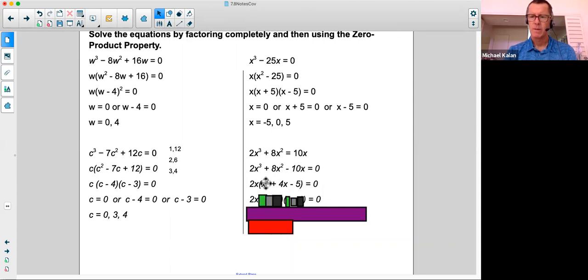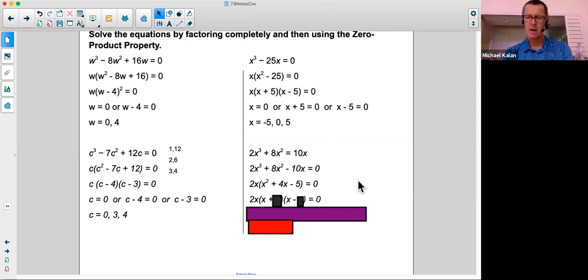What are going to be the first things in my parentheses? Yeah, x and x. Signs. Last term's negative, so what does that mean? 1 positive, 1 negative. Only factor pairs for 5. The reason I didn't list it is it's just 1 and 5, right?